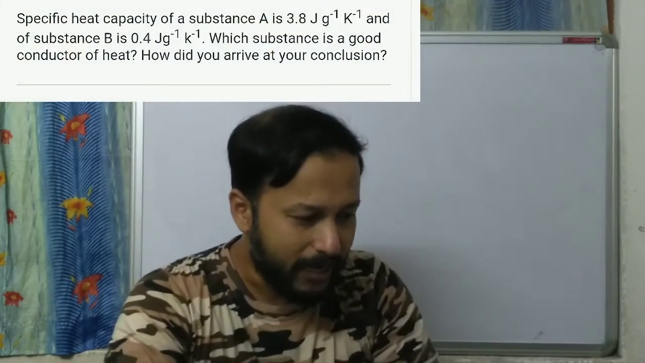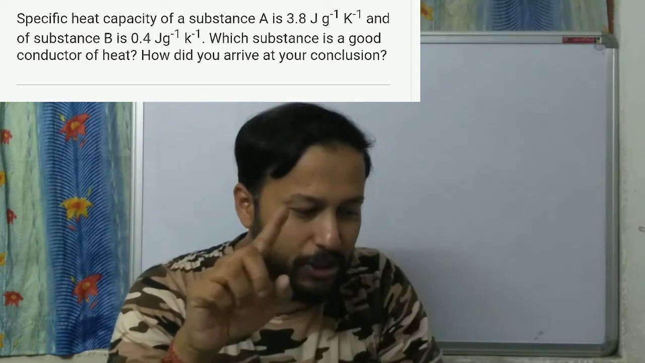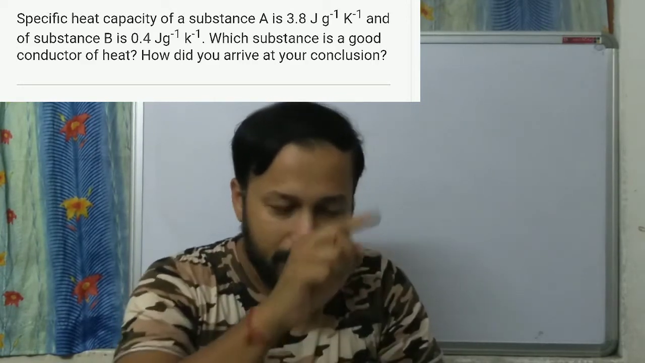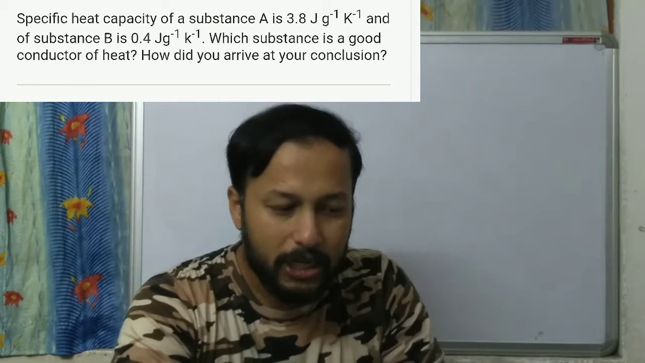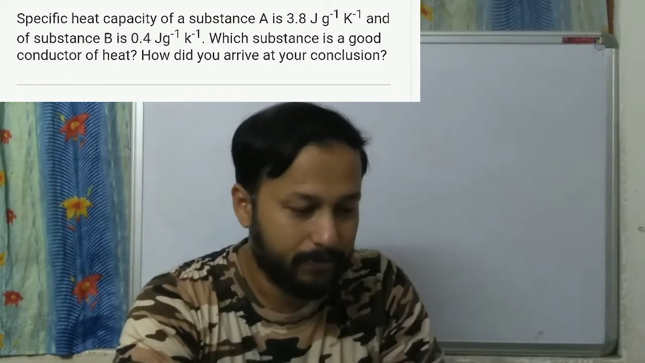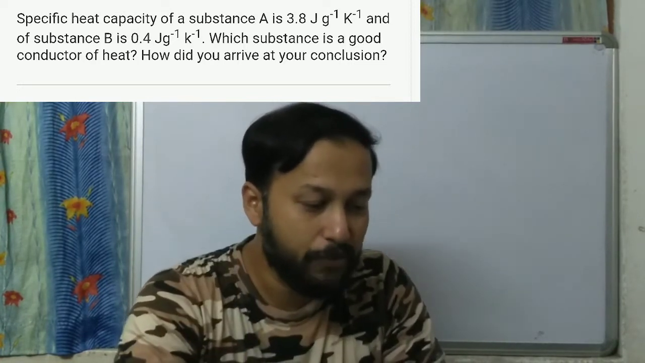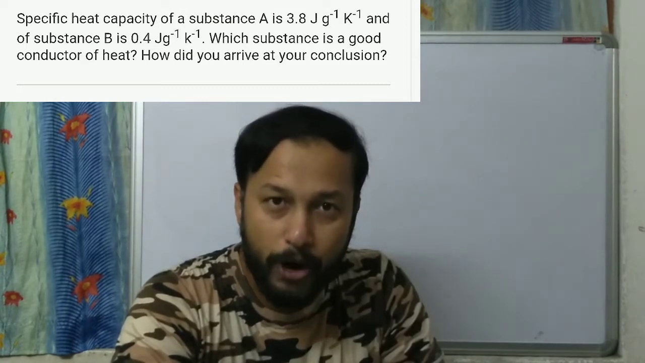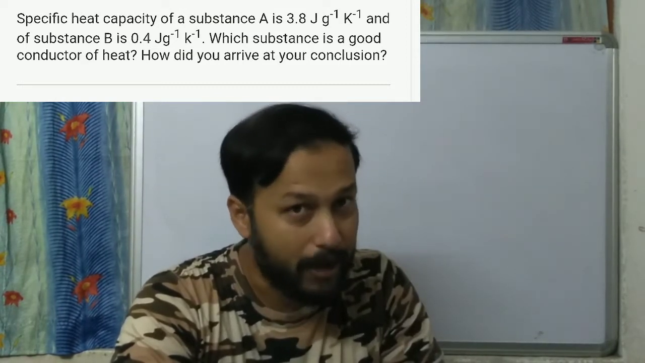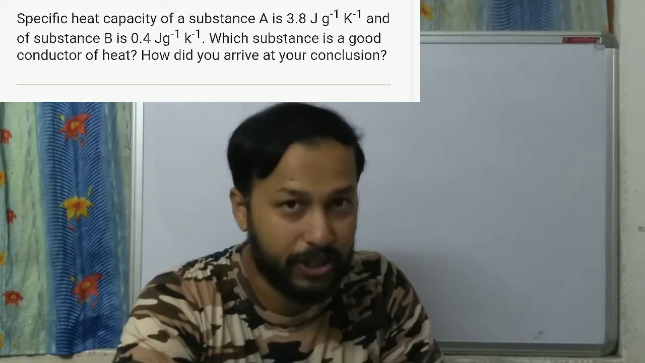Let us start with the easy numerical. You can see it's displaying on your screen. The first numerical is very easy. A is a substance whose specific heat capacity is 3.8 joule per gram per Kelvin, and another substance B whose specific heat capacity is 0.4 joule per gram per Kelvin. Which substance is a good conductor of heat?